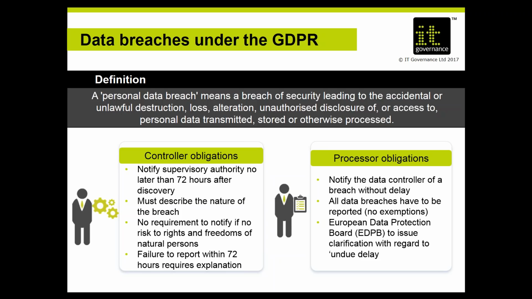We also have processor obligations, and there is an obligation on the processor in terms of breaches to notify the controller always and without delay, and that's important. As it says there on the second bit, there are no exemptions to this. Between those two we have this term in the GDPR called undue delay. It's more on the controller side at the moment, but they say that the controller has to notify the supervisory authority without undue delay, and that's still to be clarified, but we very definitely have the 72-hour period.